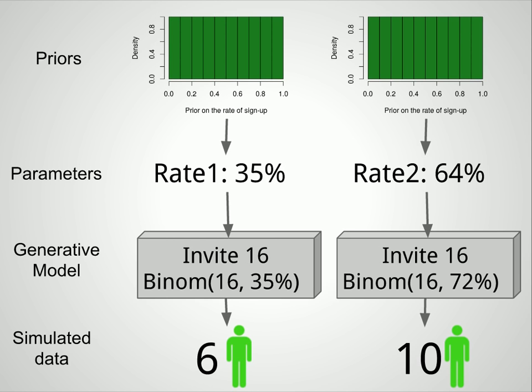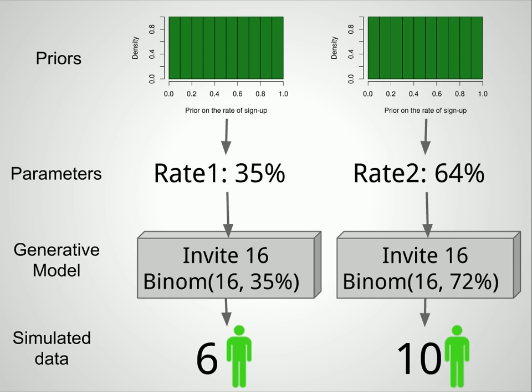And now, as last time, we do this whole draw, simulate, reject procedure many times, say 1,000,000 times. And what we are left with are two distributions. The distributions of the parameter draws for method A and method B.